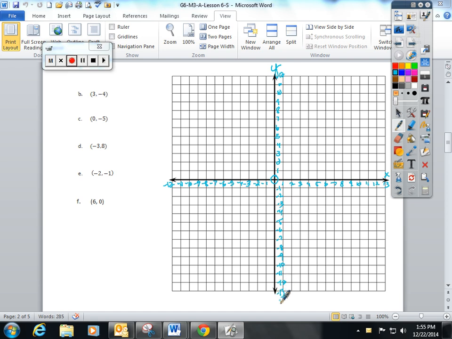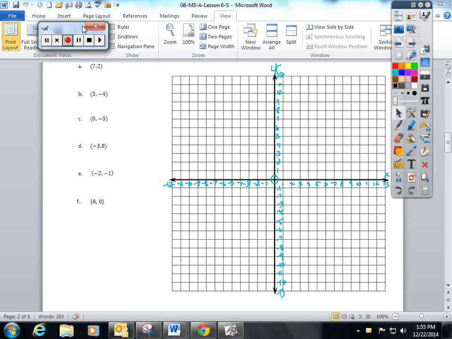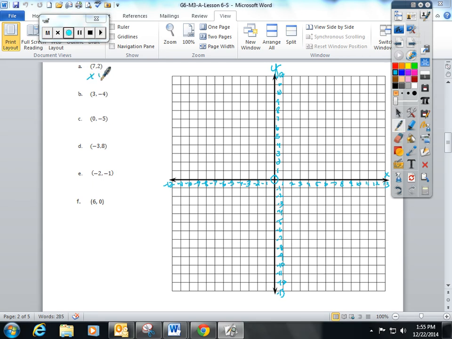Now we have 5 different coordinate pairs. I remember that X comes before Y in the alphabet. So you always start at the origin. Then you go over to the X value and up the Y. It's kind of like running and jumping. You have to get a good run before you jump high, or running and diving into a pool.